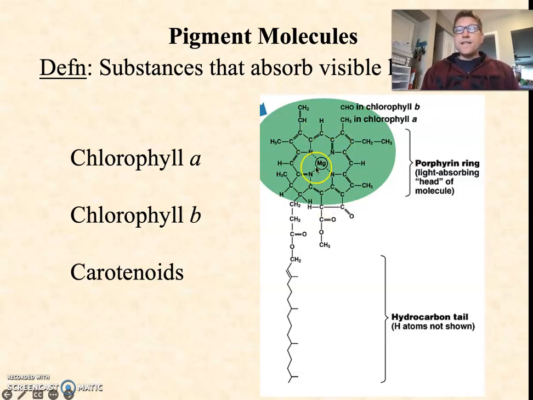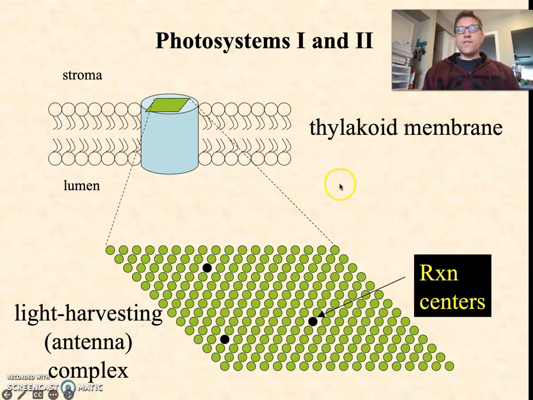And we're going to see that this is essential then for capturing the energy of sunlight and using it to do chemical work that we think of as photosynthesis. Now, where do we find all of these? We find them in what's called an antenna complex. So an antenna complex is a very symmetrical array of pigment molecules embedded on the surface of what's called a photosystem.